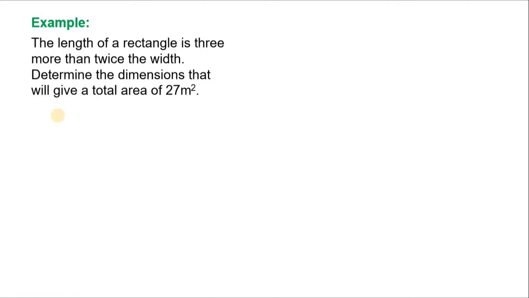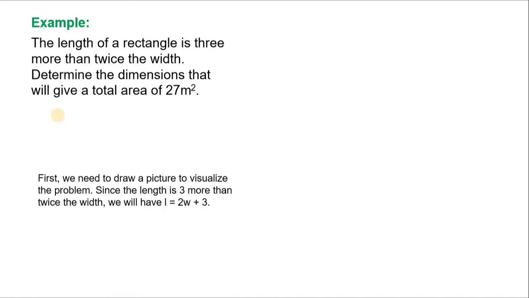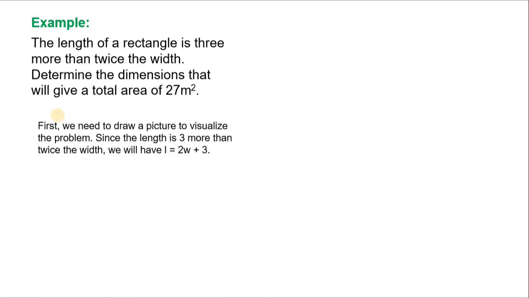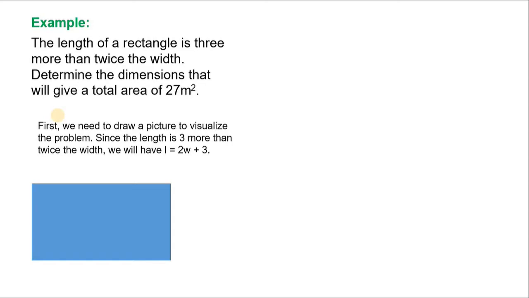Example number 1, the length of a rectangle is 3 more than twice the width. So we're going to determine the dimensions that will give a total area of 27 square meter. So first, we need to draw a picture to visualize the problem. Since the length is 3 more than twice the width, we will have L, or length, is 2W, or 2 times width plus 3. So here is the figure, and that is our length, and this is our width.